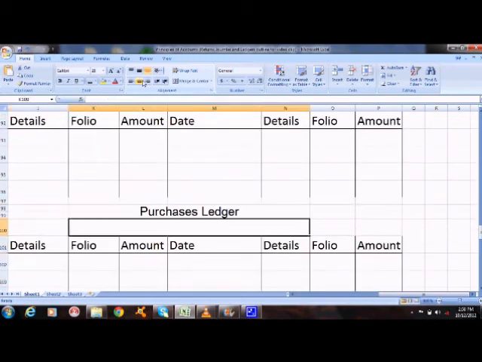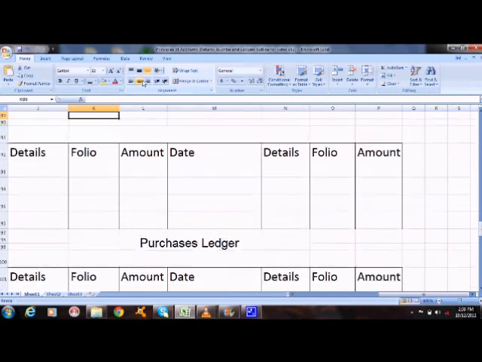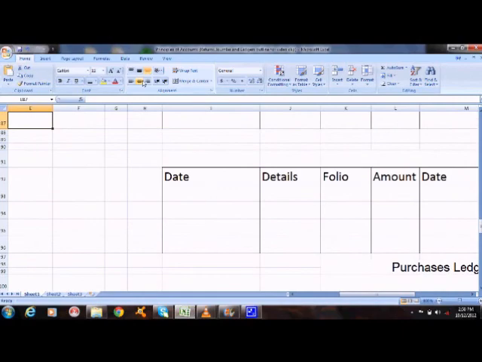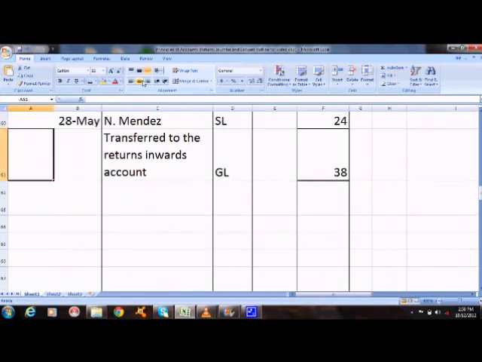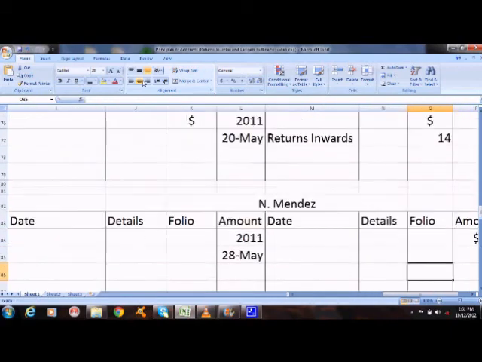That would be it from N Mendes. We'll have something for the purchases ledger right now. The other thing that we should do is transfer the total to the returns inwards account in the general ledger, right? Yep.